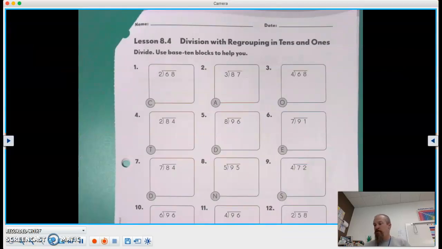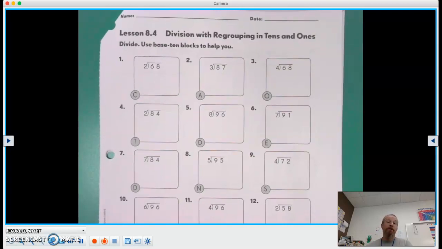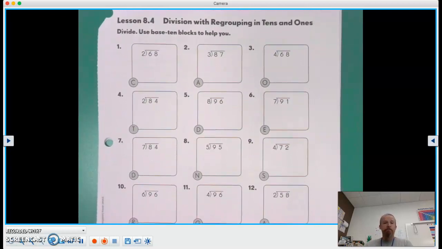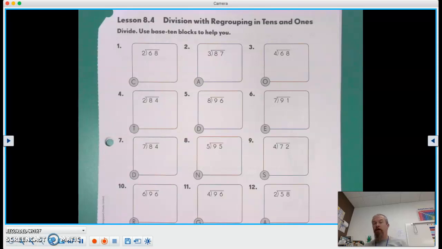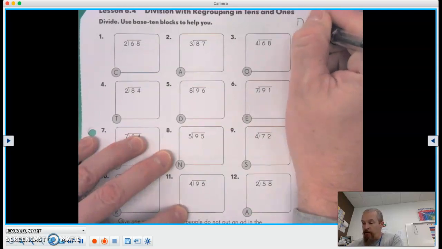Here we are. We got a little extra practice today on 8.4, division with regrouping in tens and ones. Divide. Use base 10 blocks to help you. So we're going to use some base 10 blocks. I'm also going to use our little acronym here.